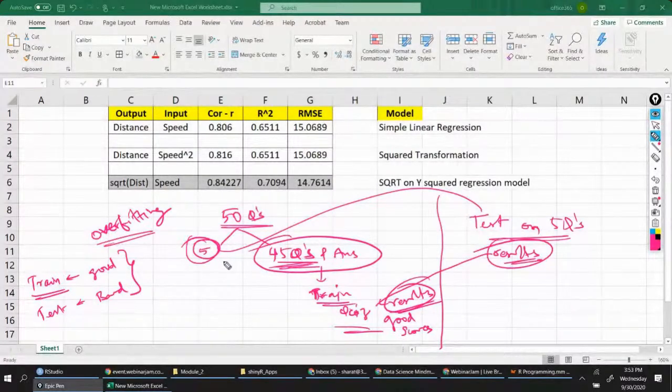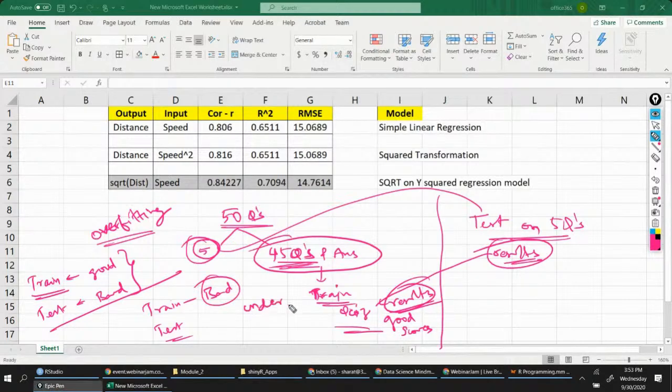Right? Now we also have something called underfit. Underfit means on training data itself, the results are bad. Okay, forget about test data. We don't even verify test data if this is bad. This is called an underfitting model.